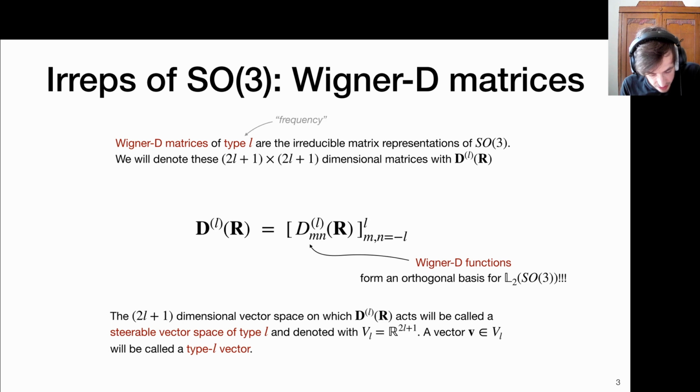Now, a bit of terminology. These 2l plus 1 by 2l plus 1 dimensional matrices, of course, act on 2l plus 1 dimensional vector spaces. And we call such a vector space a steerable vector space of type l. So we denote this vector space with V subscript l, which is actually equivalent to just the Euclidean vector space of dimension 2l plus 1. But with this, we can make explicit what the dimension of the space is and have a more compact notation. Similarly, a vector in such a steerable vector space will be called a type l vector.